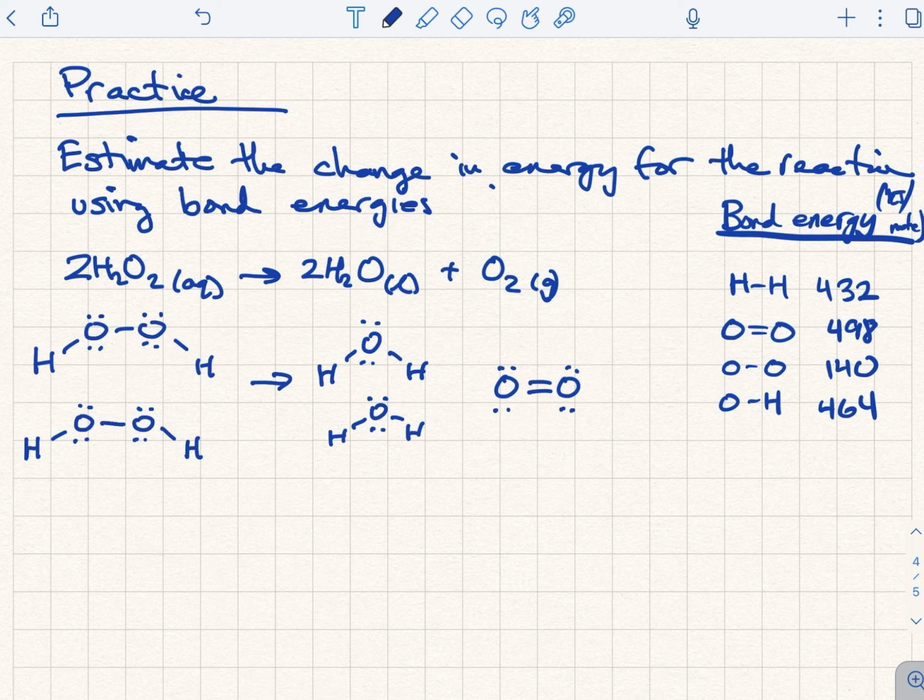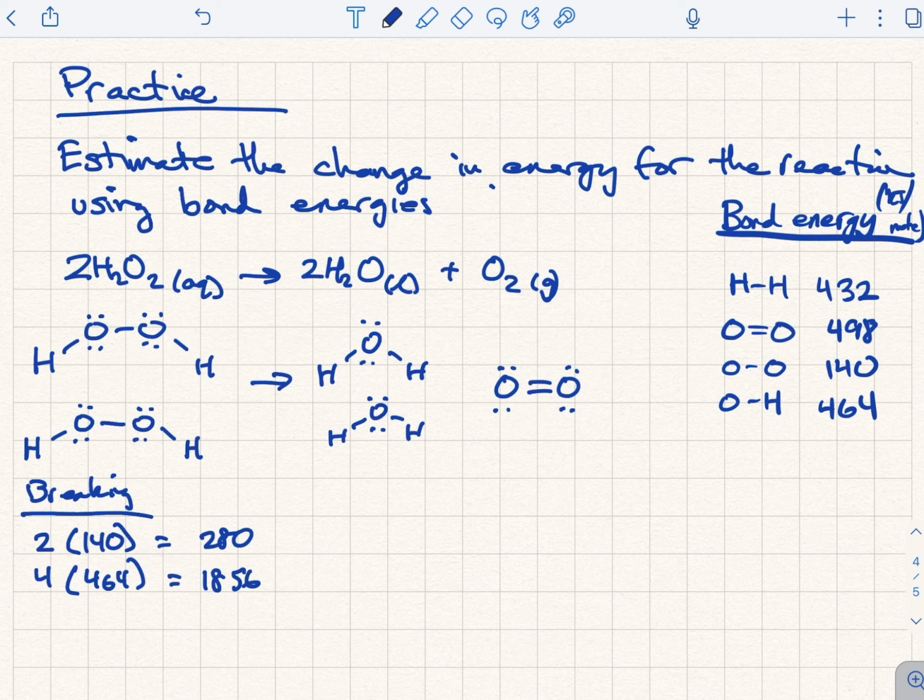All right, so over here on the breaking side, you've got 2 of the O to O bonds that we're breaking, and we've got 4 of the O to H bonds that we're breaking, right? So that's going to be 280, and I guess I could have just done this in the calculator. I don't know why I'm writing it out. But anyway, 1856 plus the 280. So overall, we've got 2136 getting broken. All right. And remember, that's going to be absorbed because breaking bonds absorbs energy.